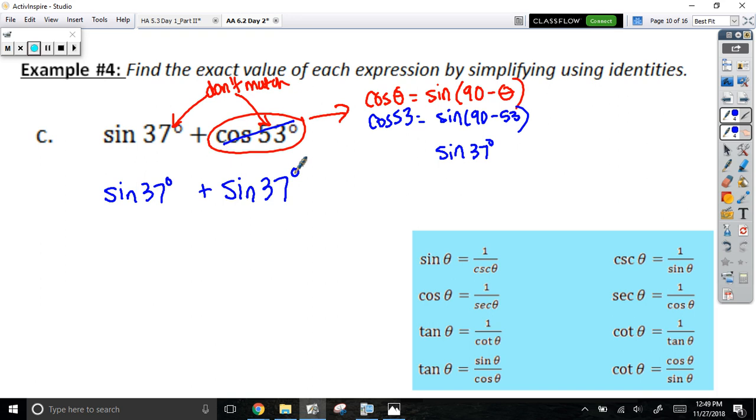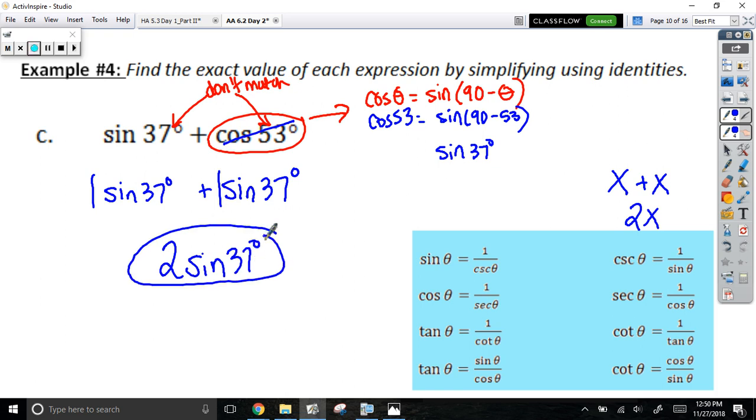What do you think I'll get when I add sine 37 plus sine 37? Let's think about algebra. If I asked you what x plus x was, 2x, right? 1x plus 1x is 2x. So 1 sine 37 plus 1 sine 37 will be 2 sine 37. So this is one where it didn't have to be 1 or 0. Doesn't happen a lot, but it does happen sometimes.